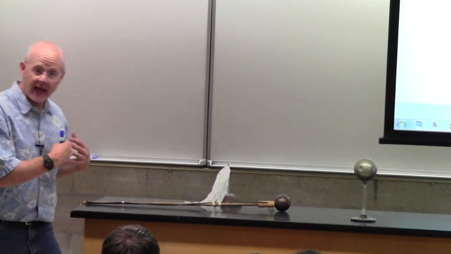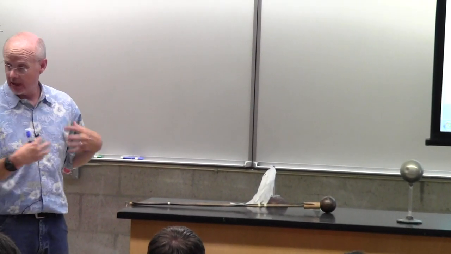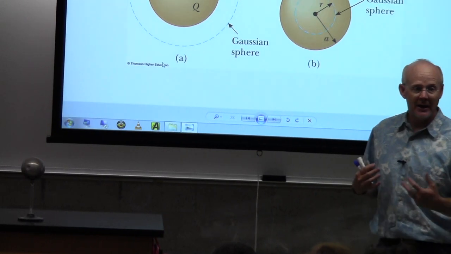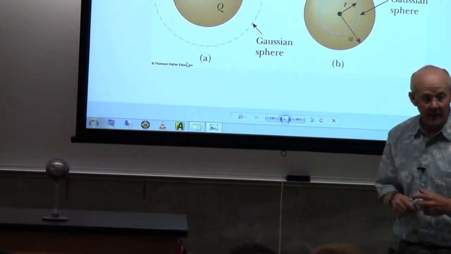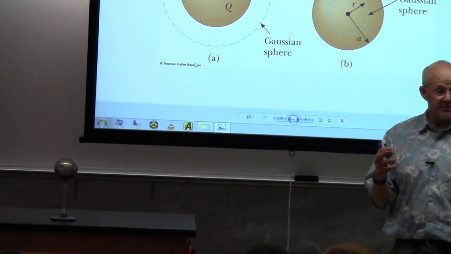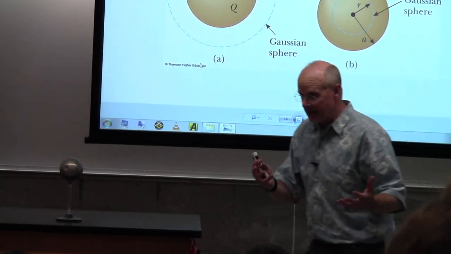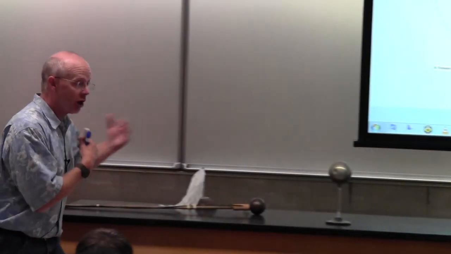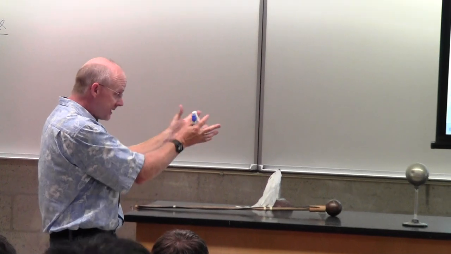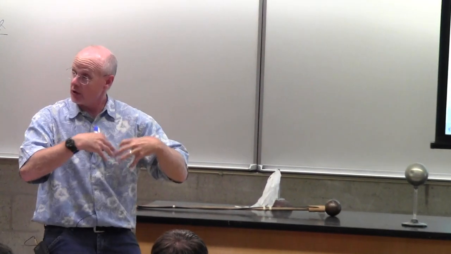If I were to stand a distance r from the ball, there would be some electric field here, right? Compare that to me standing over here a distance r. How do you think that electric field would compare? I would say it's the same strength, right? And the reason I would say that is because as I look at the charge here, it has a certain distribution that gives me a total field.